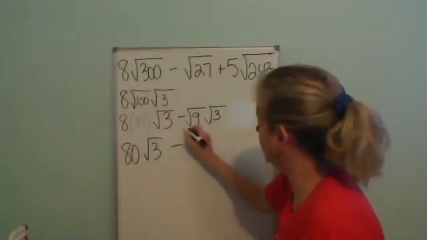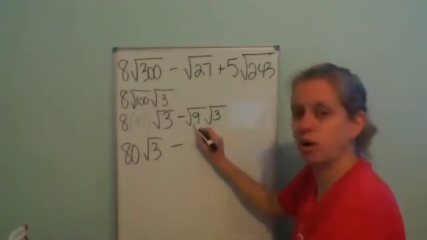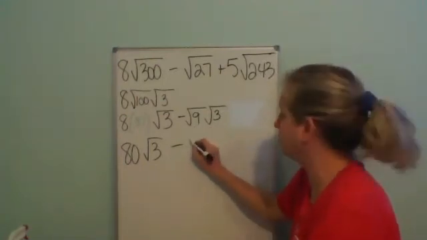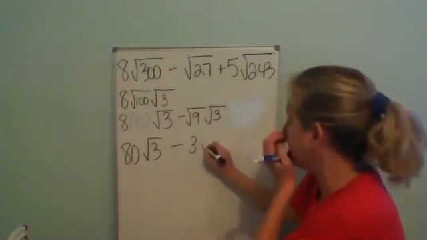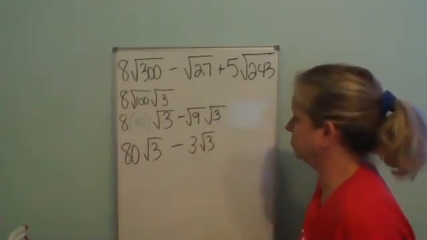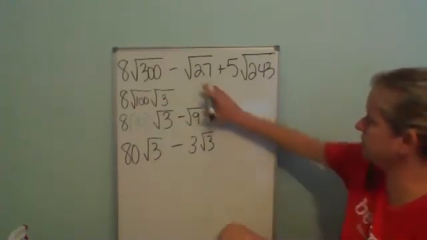Bring down this minus. What's going to come out of the square root of 9? What's the square root of 9? Well, it's just plain 3. And then drop down that square root of 3. So I'm done with this next one.